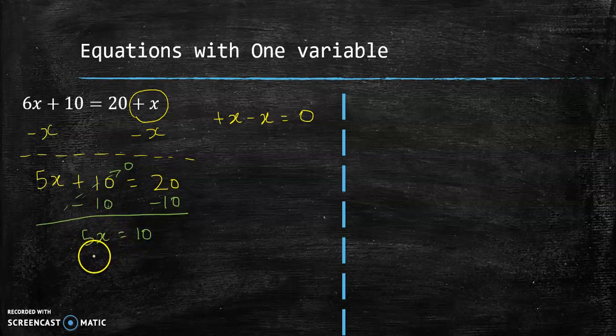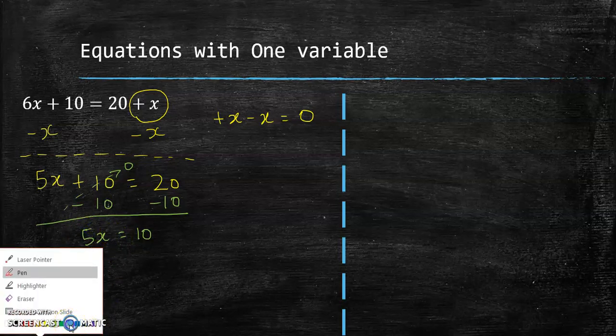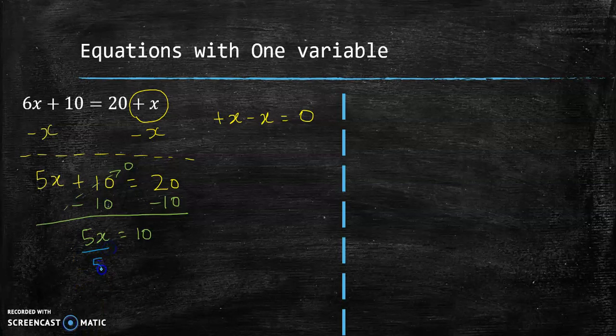So in order to get x, what do you need to do? You need to divide by 5 on both the sides. So we'll divide by 5 on both the sides. So x, 10 over 5 is 2. So your x equal 2. I hope you're getting the concept now. Let's try the next example.